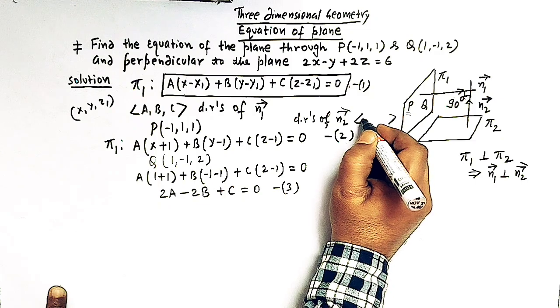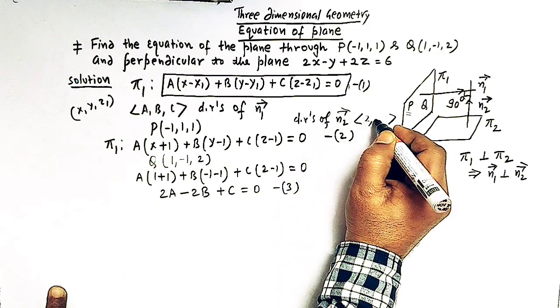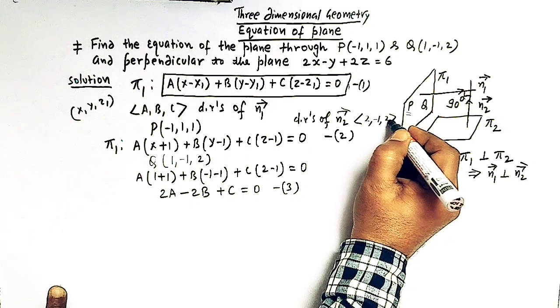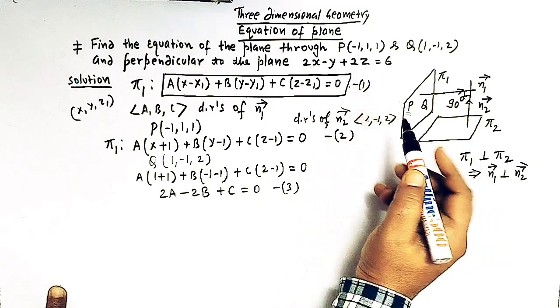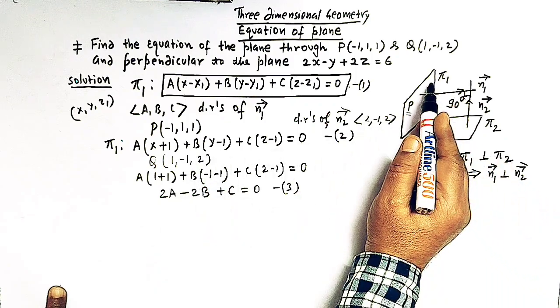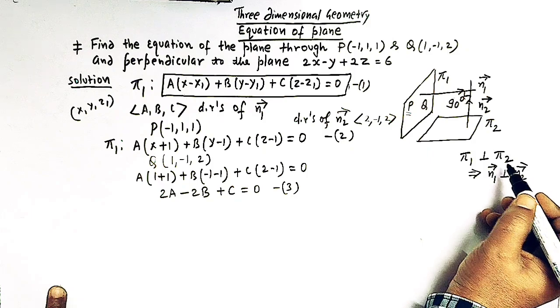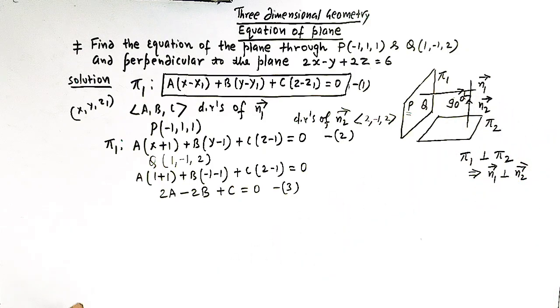So we have the direction ratios of vector n2 as 2, minus 1 and 2. So here we have 2, here we have minus 1, and here we have 2, right? Now the plane pi 1 is perpendicular to pi 2, so the normal vector n1 is perpendicular to n2, right? So now let us apply the condition for perpendicularity of two vectors.